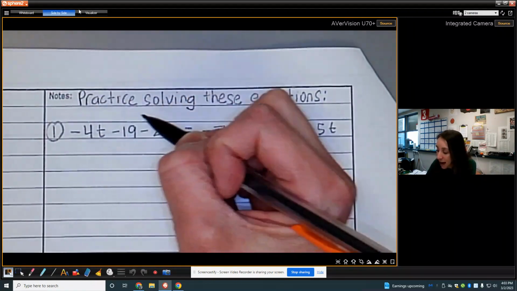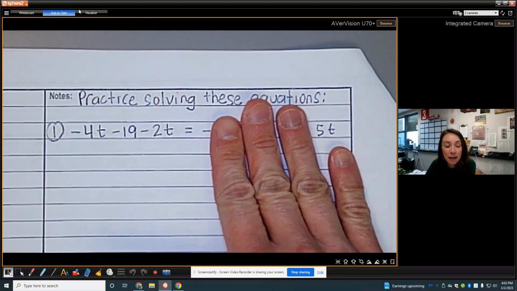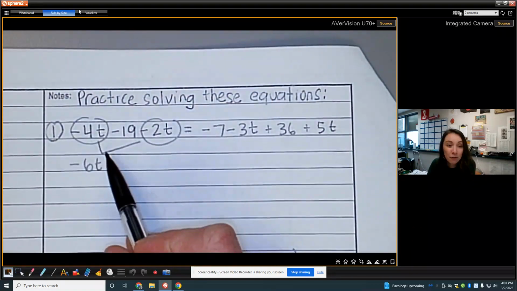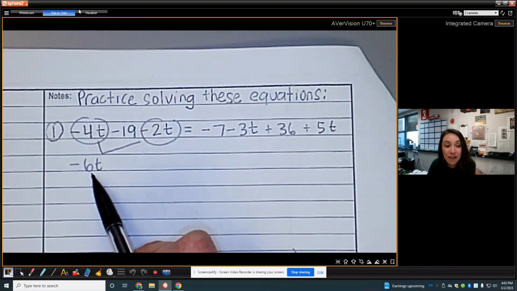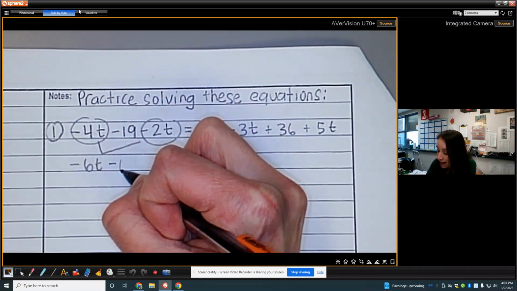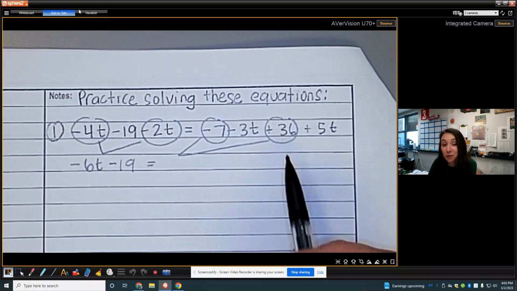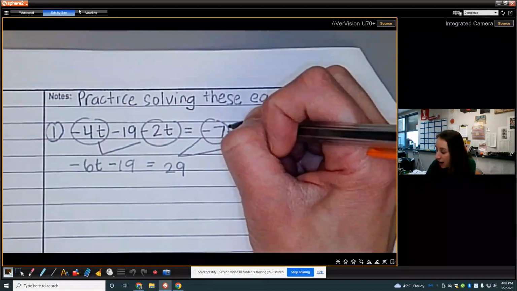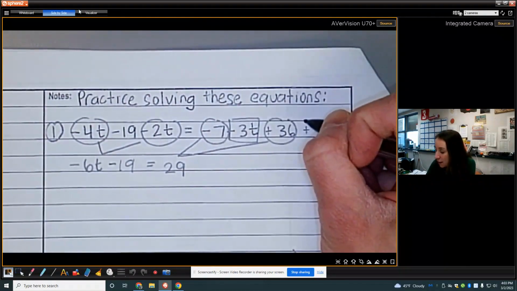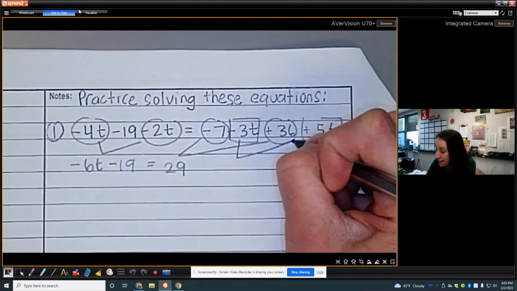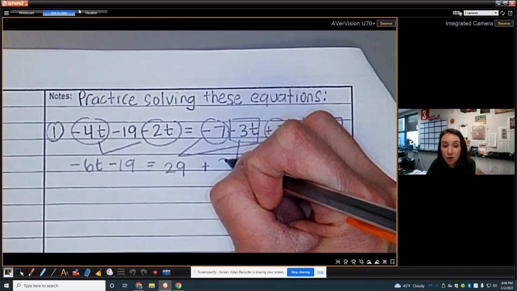Your first step is to combine like terms on the same side of the equal sign. Negative 4t minus 2t is negative 6t, and then bring down your minus 19. Negative 7 plus 36 is equal to 29. Now we've got negative 3t plus 5t, and that's equal to positive 2t.